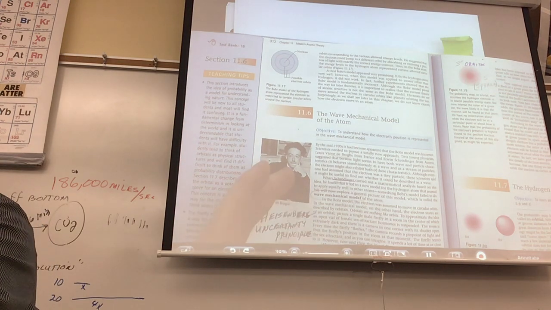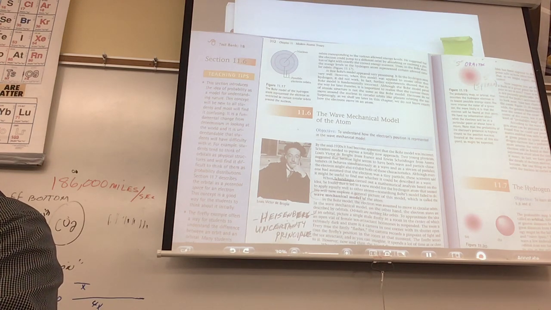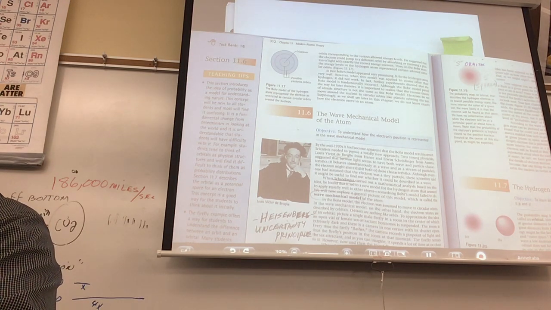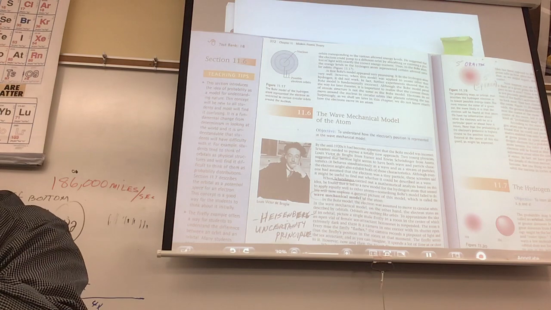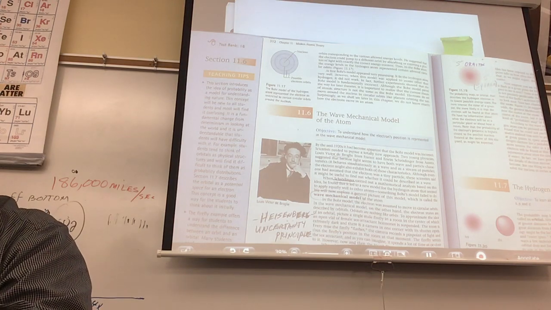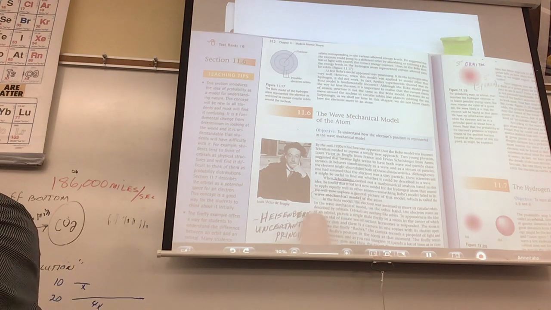These two people here, their names were de Broglie and Schrodinger. They were top-level physics people. And they used mathematics, and they said, you know what? We've been treating electrons like little particles. What if we try to have waves? And then all of a sudden things made sense. And that's called the wave mechanical model.